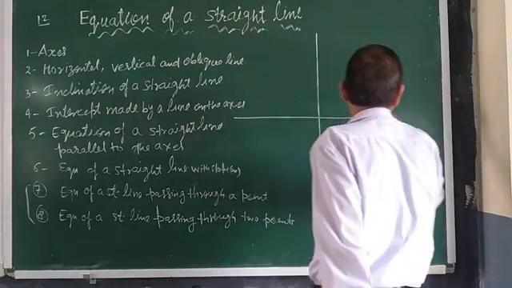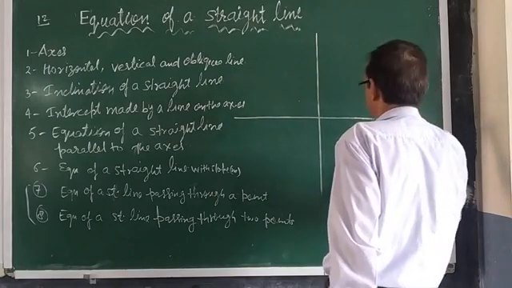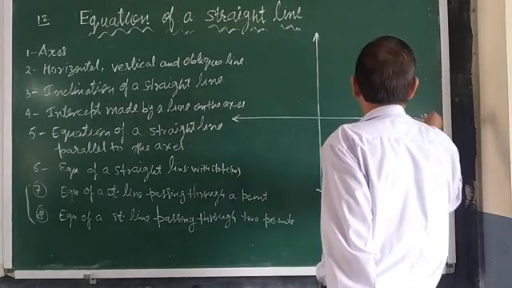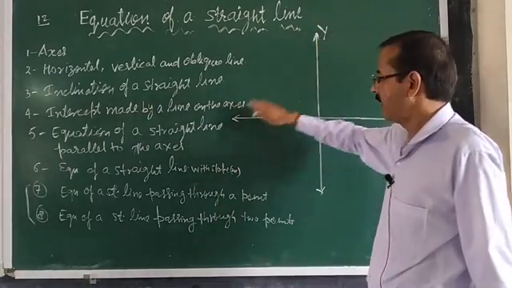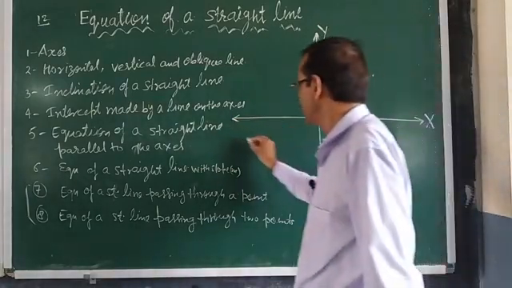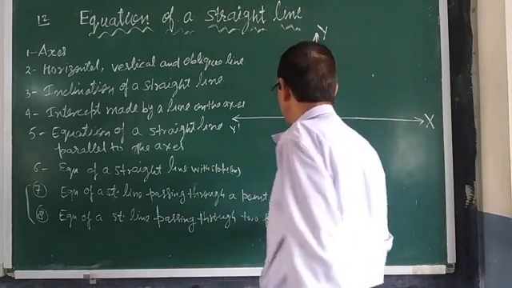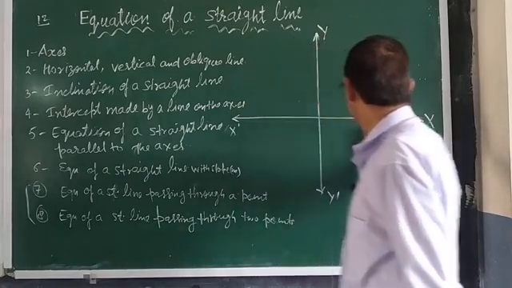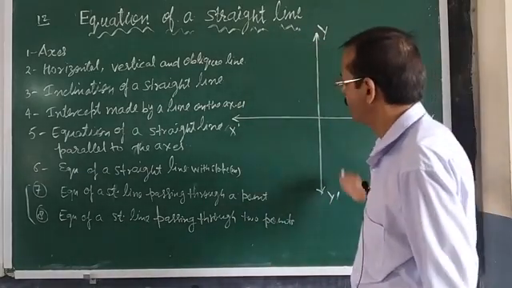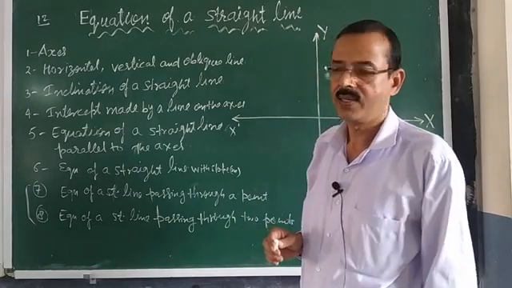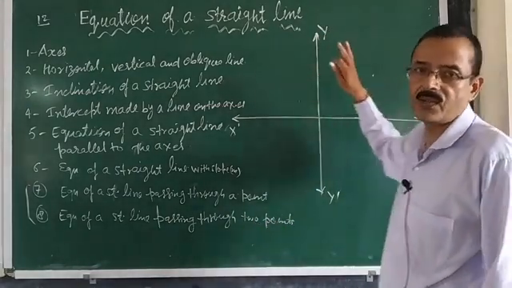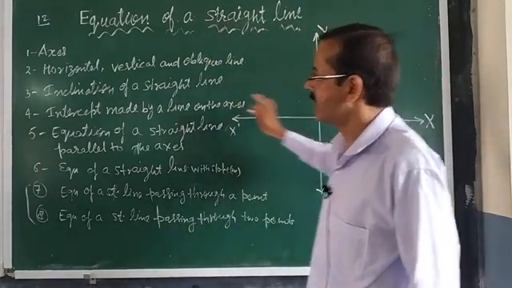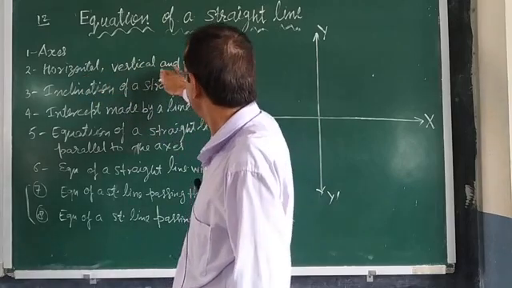This is the axis. This is the x-axis and y-axis. The horizontal line is called the x-axis, and this is the vertical line, that is called the y-axis. This is called the Cartesian plane. इसी को Cartesian plane भी कहते हैं। So this is axis. These are the axes. Then the second point is horizontal, vertical and oblique line.